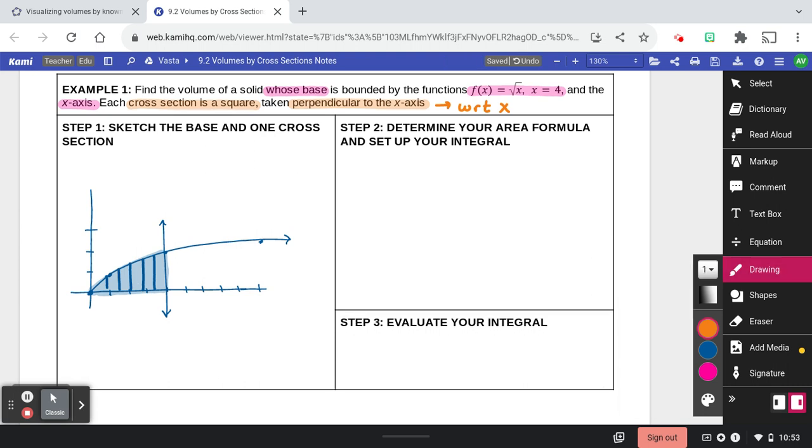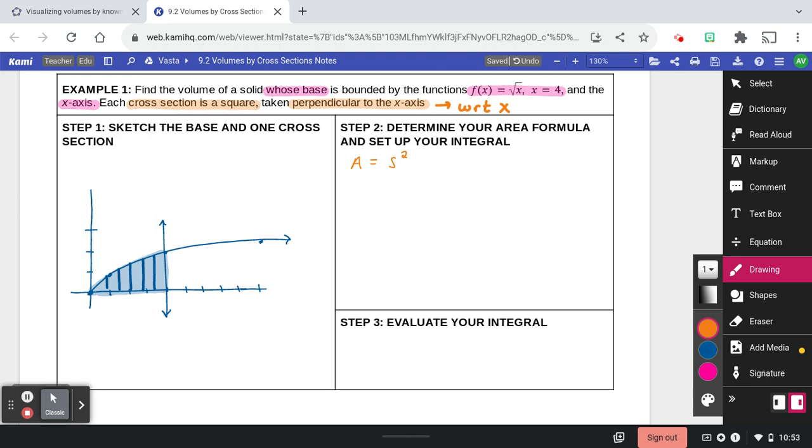So the next step is figure out an area formula. We know that in order to do our integral, we need to integrate an area formula, but we don't have an area formula here. They didn't tell me one. However, we do know that each of these cross sections is a square. So let's start with that. The area of a square is just the side squared. Whatever side it is, square it.